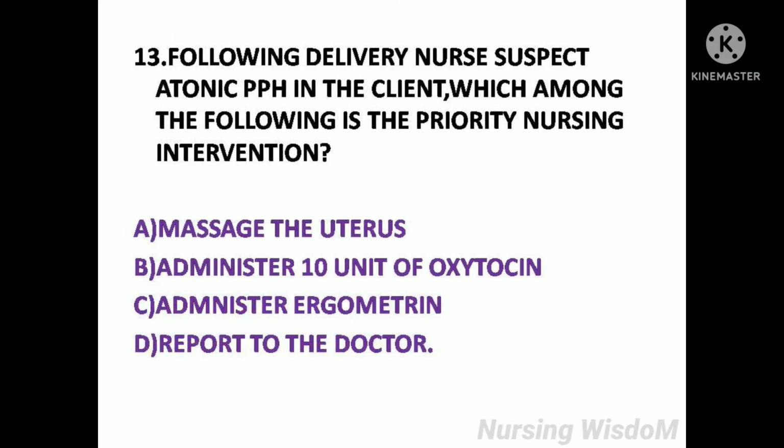Next question, following delivery, nurse suspects atonic PPH in the client. Which among the following is the priority nursing intervention? Option A, massage the uterus. Option B, administer 10 units of oxytocin. Option C, administer ergometrine. Option D, report to the doctor.